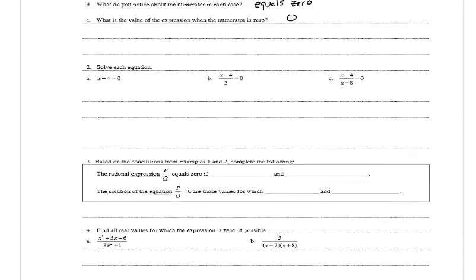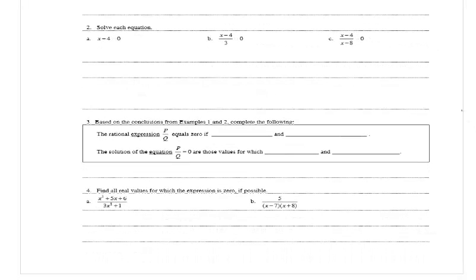For number 2, we want to solve each equation. And the first one, we have x minus 4 is equal to 0. So we'll add 4 to both sides, and we end up with x is equal to 4. In part B, we have x minus 4 divided by 3 is equal to 0. And we learned above that if you want the equation to equal 0, we set the numerator equal to 0. So we'll have x minus 4 is equal to 0, and x is equal to 4.